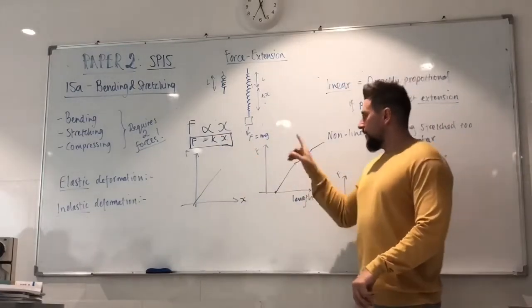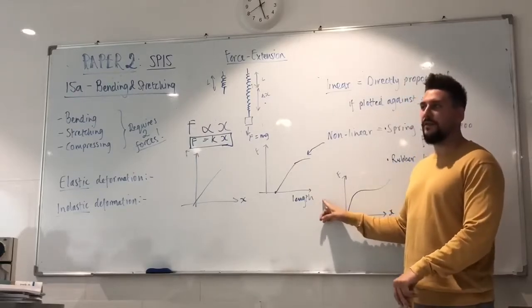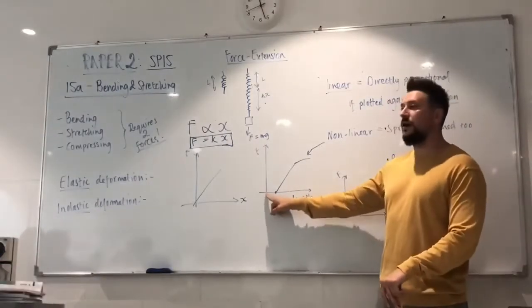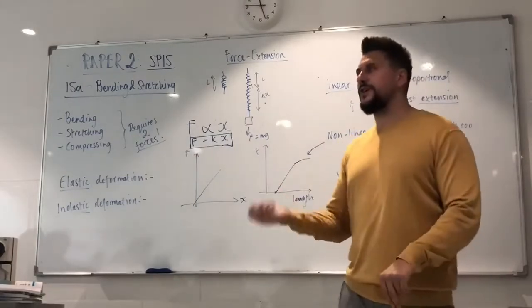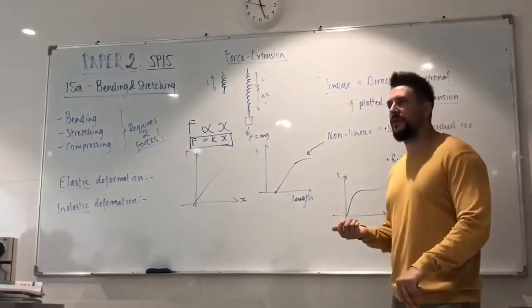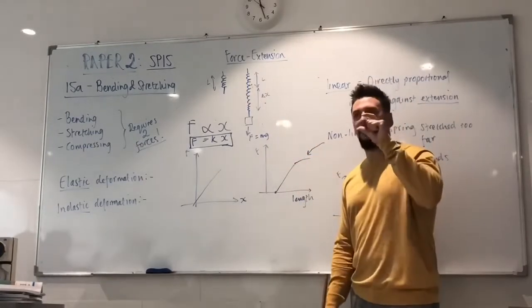Okay? Very careful. If I plot the graph force against length, then it is not going to start at 0, 0, because the original length of any object is not 0. You can't have no length for an object. Okay? The spring at least has a little bit of length.